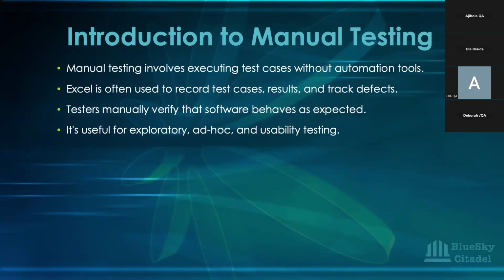So what is manual testing? Well, manual testing involves executing test cases without an automation tool. So meaning that you are doing it manually, so there is no tool involved. That's just the meaning. And Excel is often used to record test cases, test results, and to track defects. So we make use of Excel. Excel is one of the most popular tools we use for manual testing. I think it's even the standard for manual testing. And testers manually verify that the software behaves as expected.